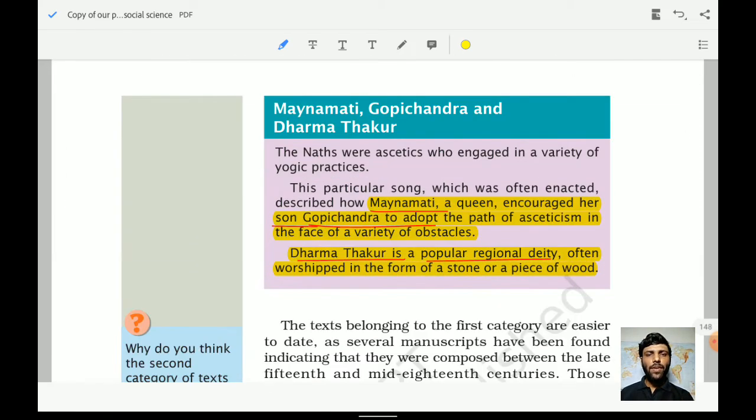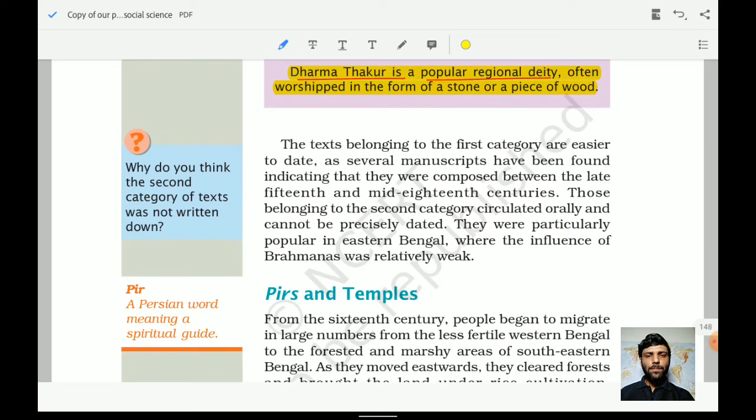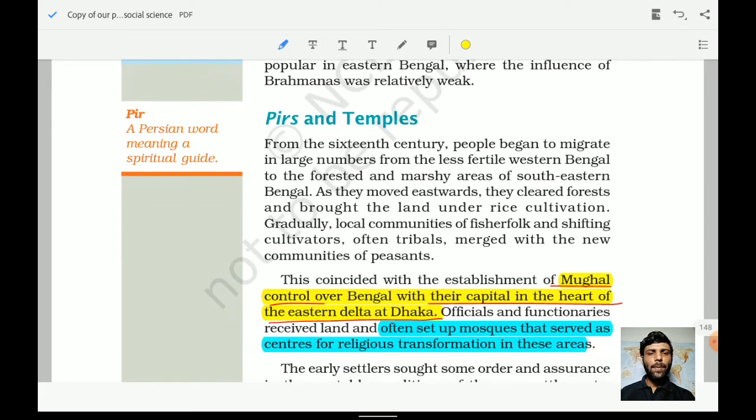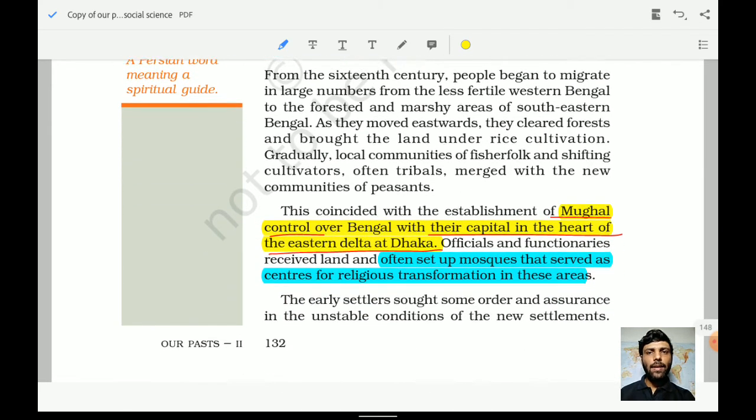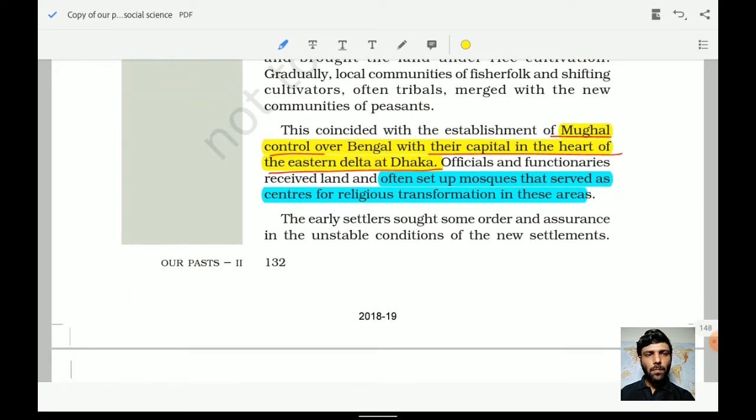We have already understood that Manyamati was a queen who encouraged her son Gopi Chandra to adopt the path of asceticism in the face of a variety of obstacles. And Dharma Thakur was a popular regional deity, often worshipped in the form of a stone or a piece of wood. Remember this. Now see how the pirs and temples gradually got prominence and importance in Bengali culture.